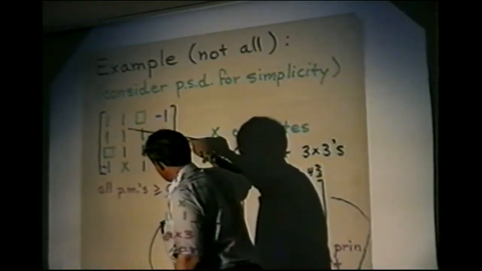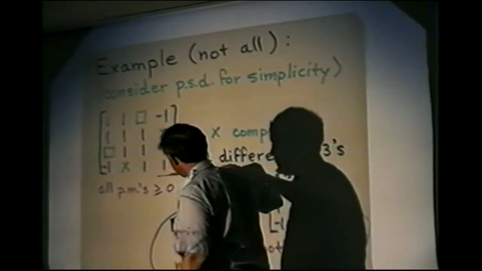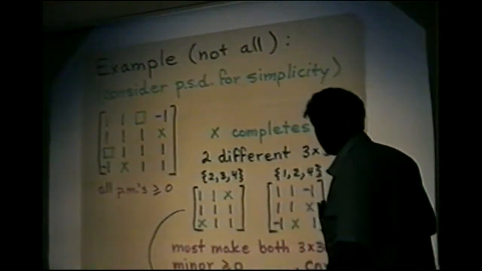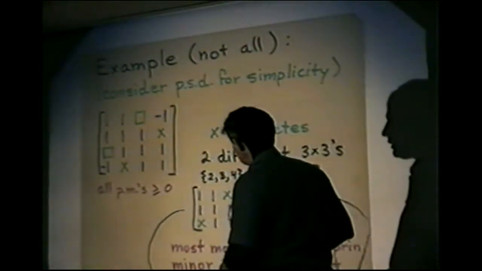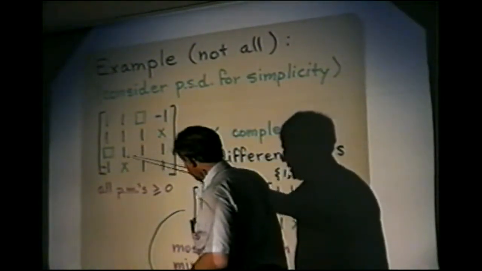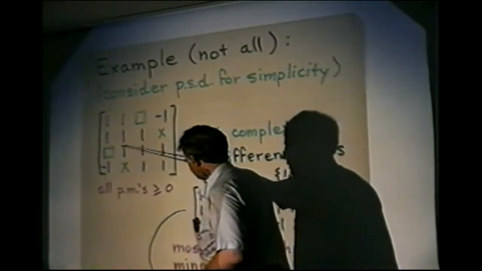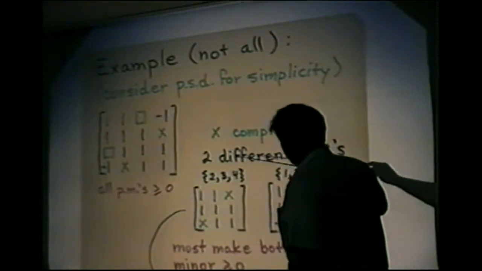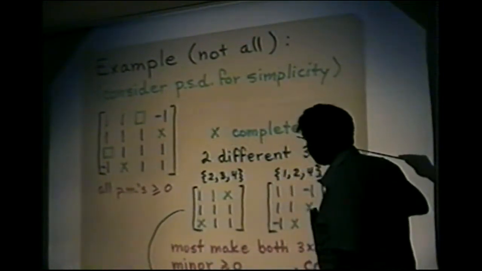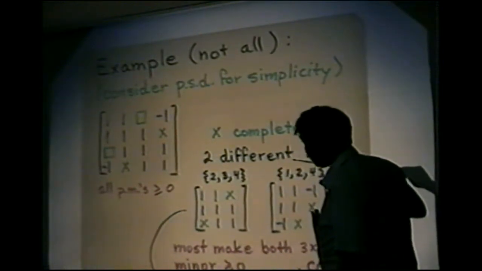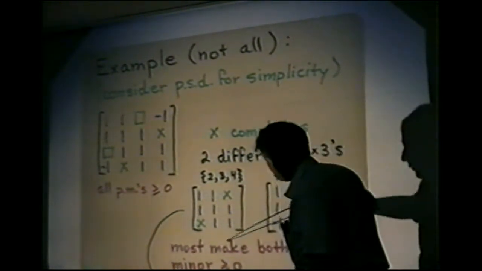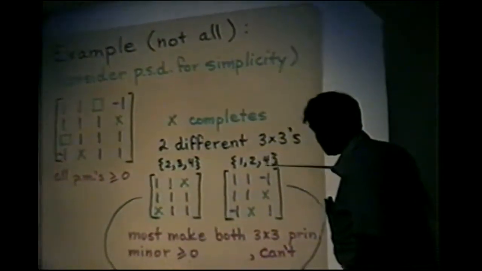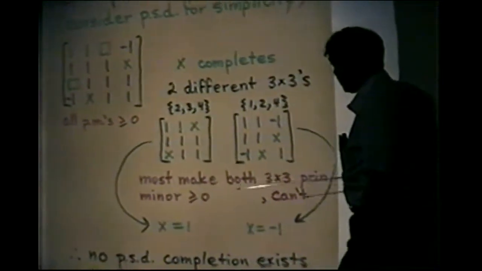This matrix, it's easy to check, is partial positive semi-definite. Okay, every fully specified principal submatrix is positive semi-definite. And if I were to complete this matrix, I would have to be able to pick a value for x that kept me partial positive semi-definite. Okay? But in order to do that, I have to realize that x completes a couple of different 3x3 principal submatrices. And here they are. One of them lies in positions 2, 3, 4. It's this one. And the other one lies in positions 1, 2, and 4, and it's this one.